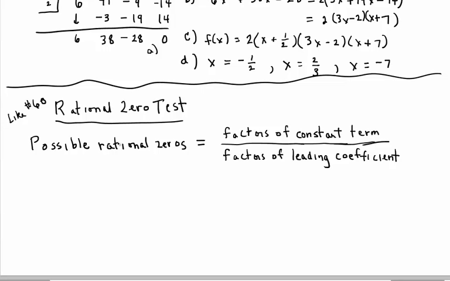All right, so I'm going to do number 59 on page 278. So the directions say list all possible rational zeros. Got it.